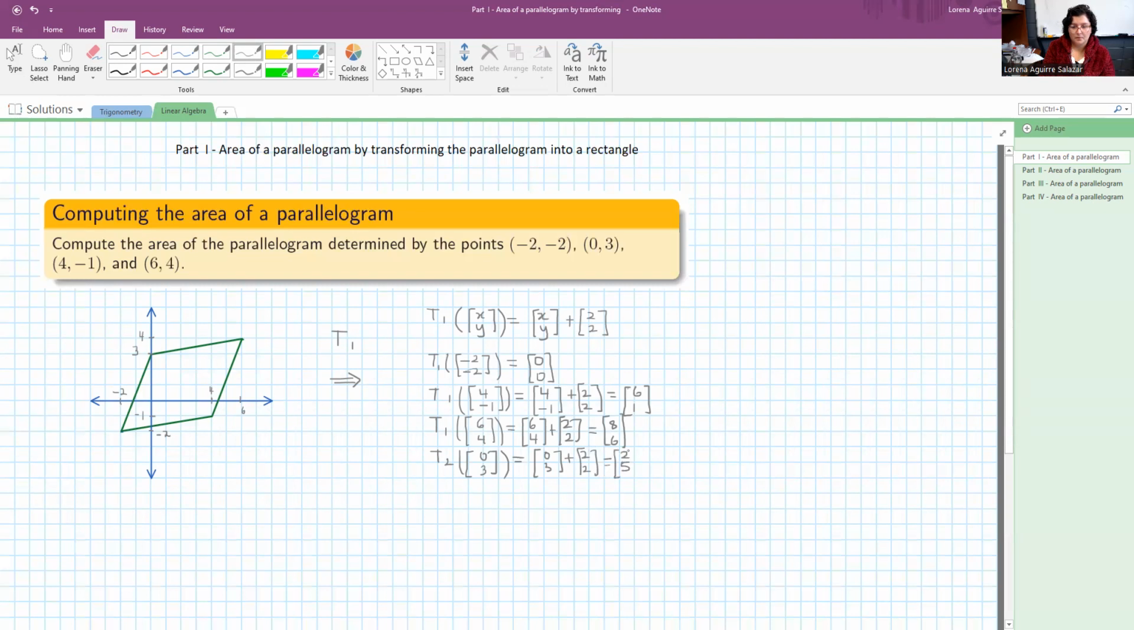Okay. So our new parallelogram is the same as the previous parallelogram, but translated. So let me show you a picture of that parallelogram here. After the transformation, we obtain this parallelogram.